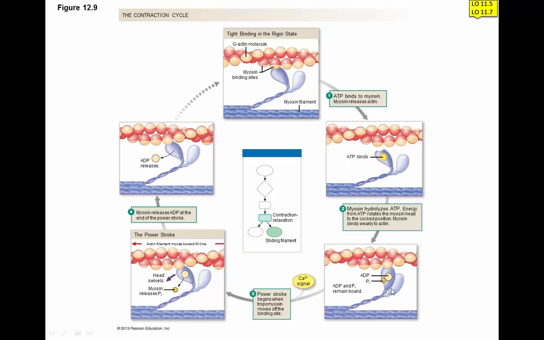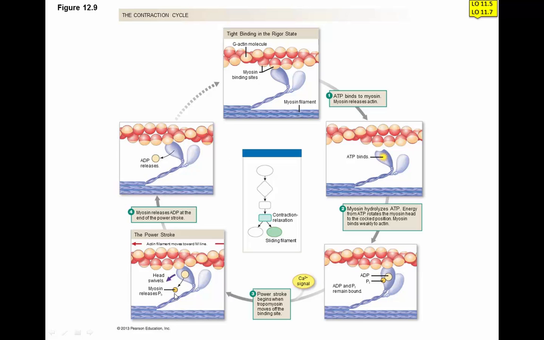Despite what this cartoon says, it actually can't interact with actin very strongly in this state, with ADP and phosphate bound, in part because of the tropomyosin that's blocking the force-generating site that it needs to bind to. In the presence of calcium, myosin can bind to that site, it releases phosphate, it releases the energy that it's trapped because of the hydrolysis, and it can then move the actin filament.